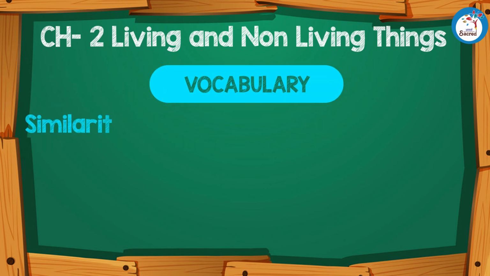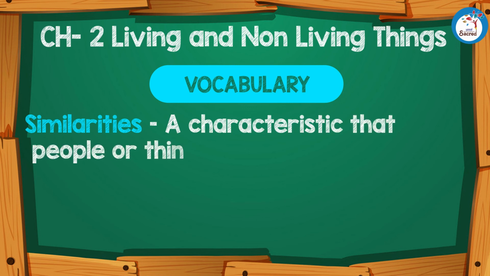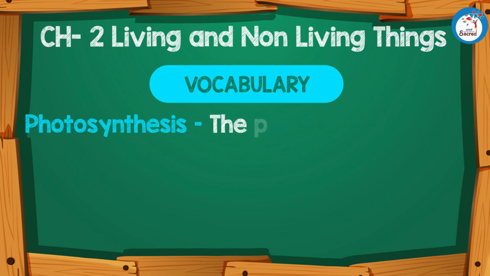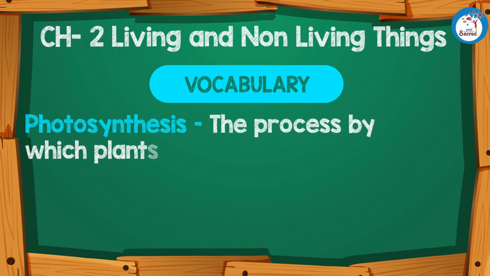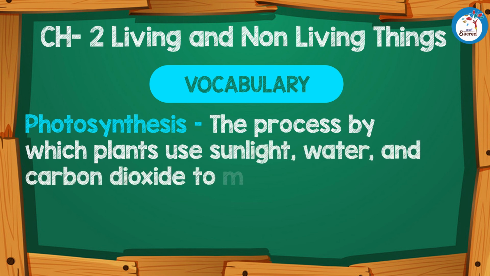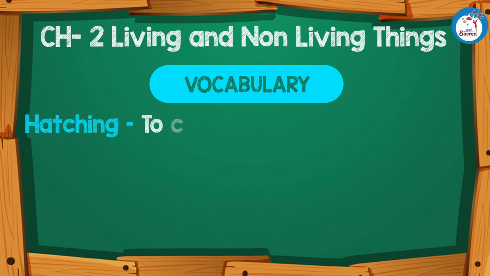Vocabulary. Similarities: a characteristic that people or things have that makes them similar. Photosynthesis: the process by which plants use sunlight, water, and carbon dioxide to make their own food. Hatching: to come out of an egg.